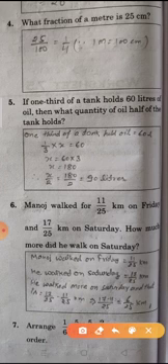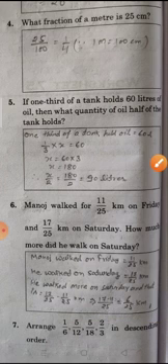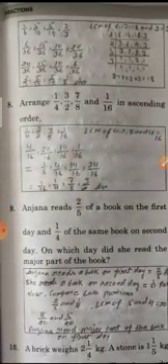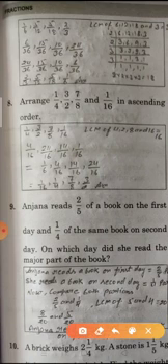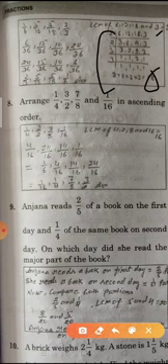Question number 7. Arrange 1/6, 5/12, 5/18, 2/3 in descending order. So first we find the LCM of 6, 12, 18 and 3. The LCM is 36, not 18. So we make the denominators 36.